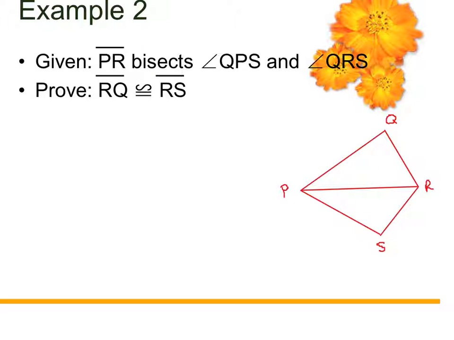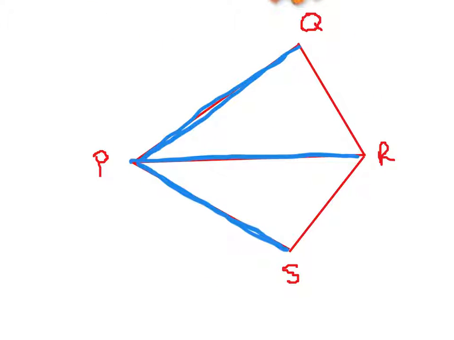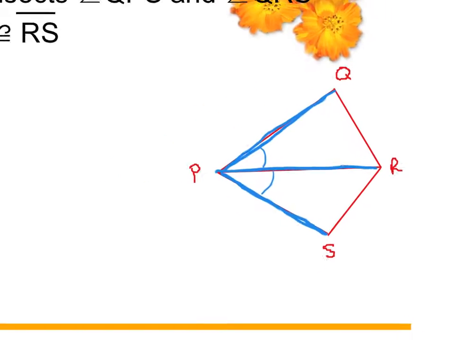Well, we just saw something just like this. So PR bisects QPS. This is almost the exact same proof. Okay, so what do I get from that? That blue line down the middle bisected QPS. What do we get from that? In plain English, what happens? Splits what in half? The two angles. Okay, so which angles are now congruent to each other? QPR and SPR. Perfect. QPR, SPR are congruent to each other, just like we had last time.